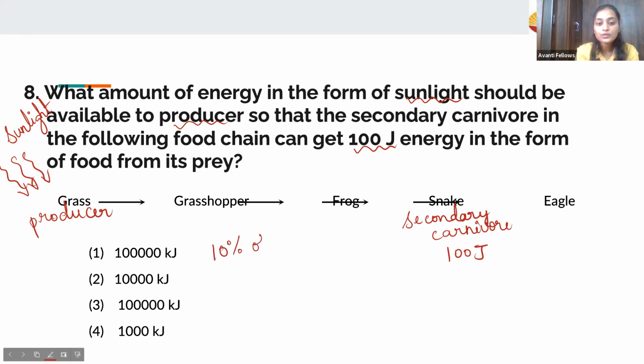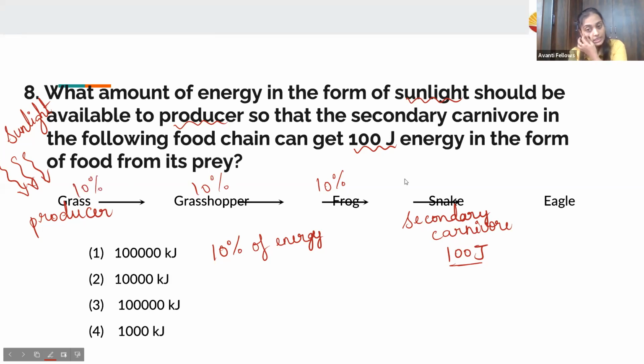So 10% of energy gets transferred from one trophic level to the next. If we know that this 100 joule is what the secondary carnivore is getting, it must obviously be 10% of this, and 10% of this, and 10% of this. So let's take this frog as X, this grasshopper as Y, this grass as Z, and let's take the sunlight as A.